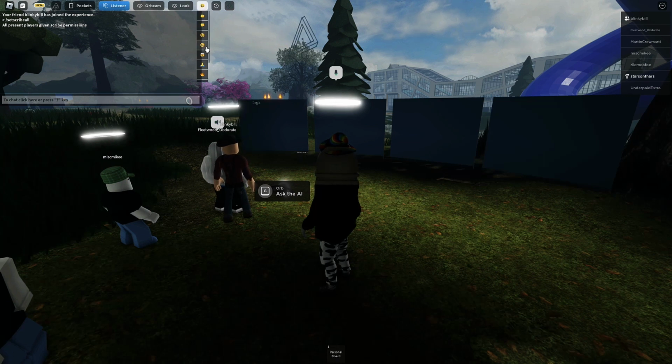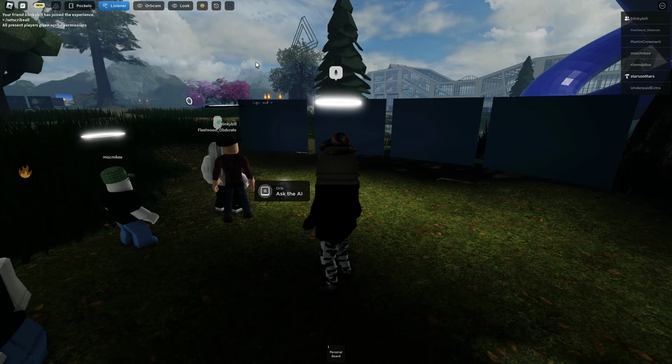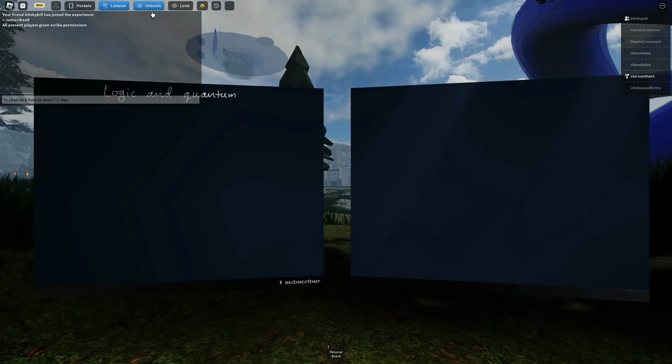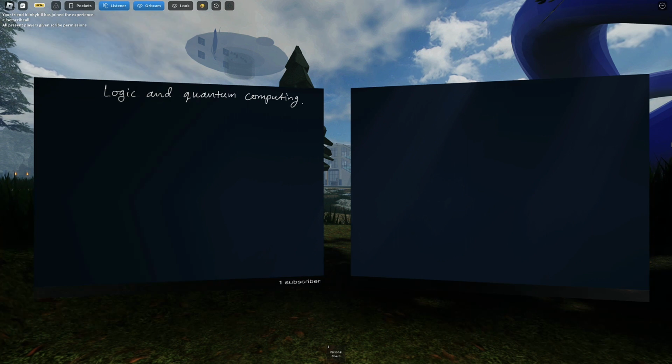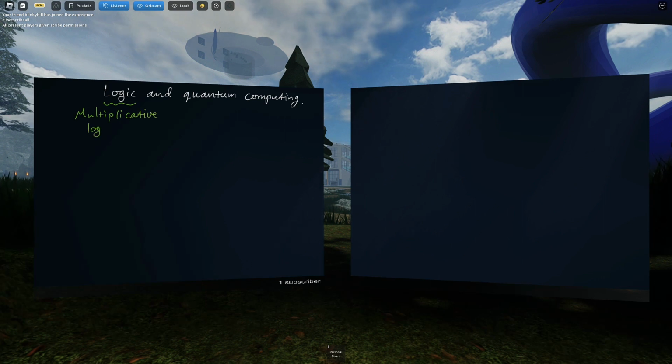Okay, logic and quantum computing. So this is a very vague title. To be more specific, I could say the multiplicative fragment of a particular logical system which I'll be introducing, which is linear logic. And then for quantum computing, what I really mean is quantum error correction. So quantum error correction codes, and I'll simply abbreviate that to QECC.